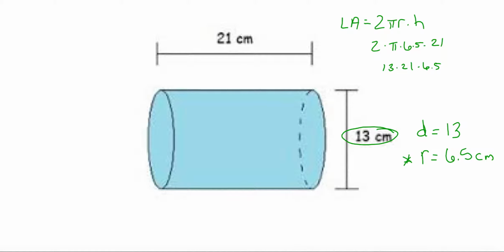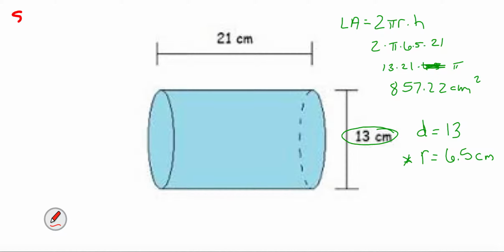So then I'm just going to type all these in my calculator. 13 times 21 times, oh no, pi. That shouldn't say 6.5, that should say pi. Times 3.14 is 857.22 centimeters squared. That's my lateral area.